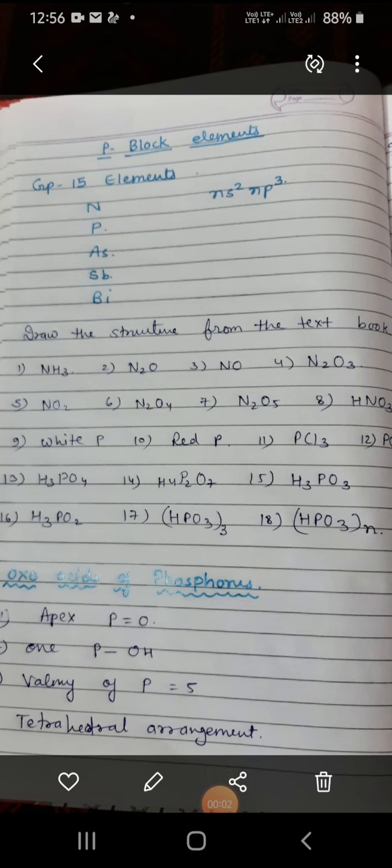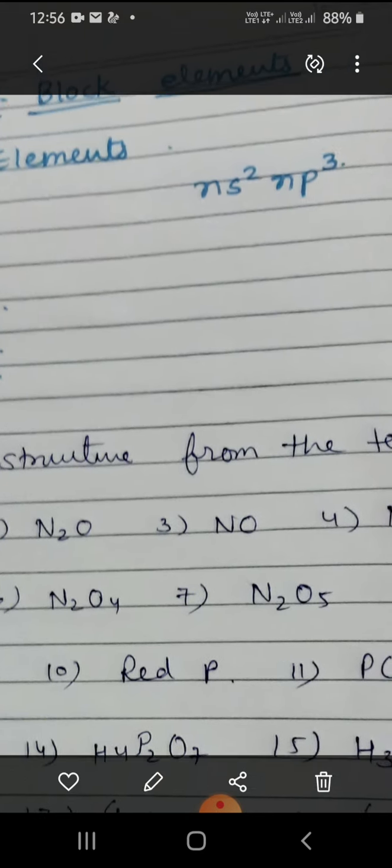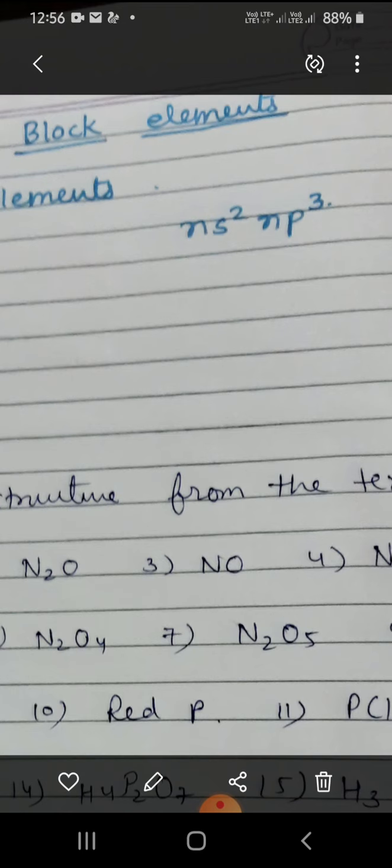Hello student, today we are going to see how group 15 elements show their structures. First of all, group 15 elements are nitrogen, phosphorus, arsenic, antimony and bismuth, and there are 5 valence electrons, as their general configuration is ns2np3.